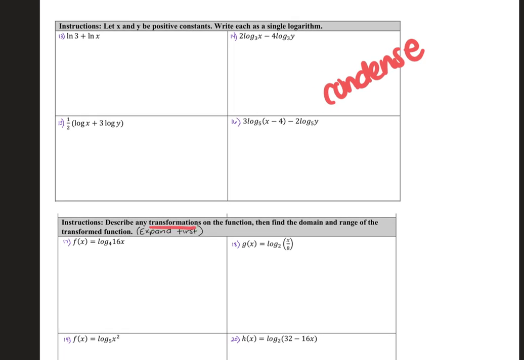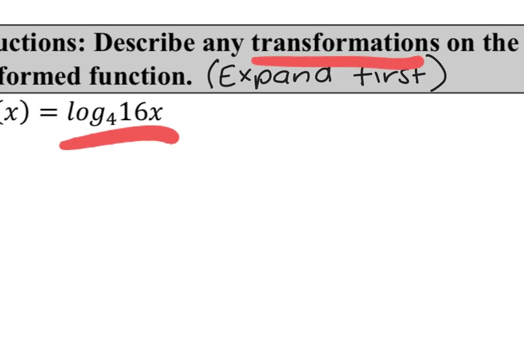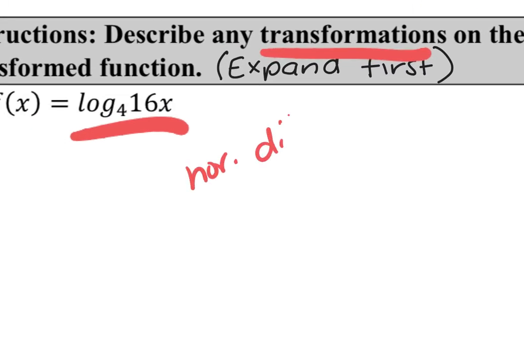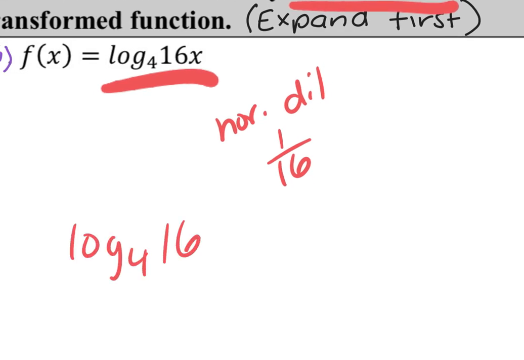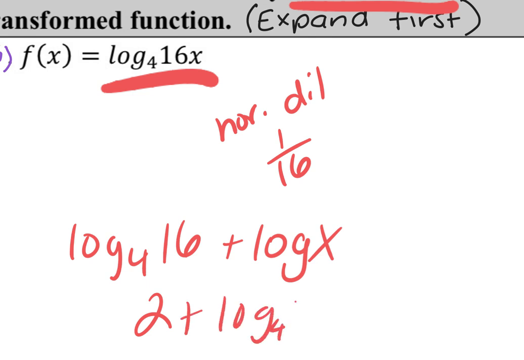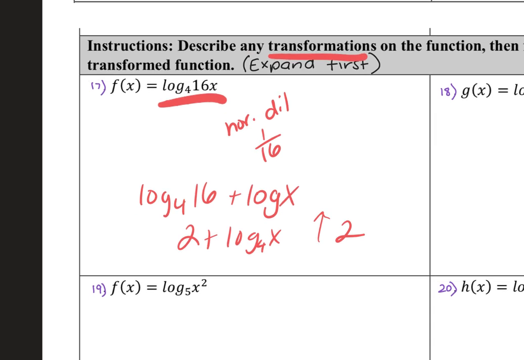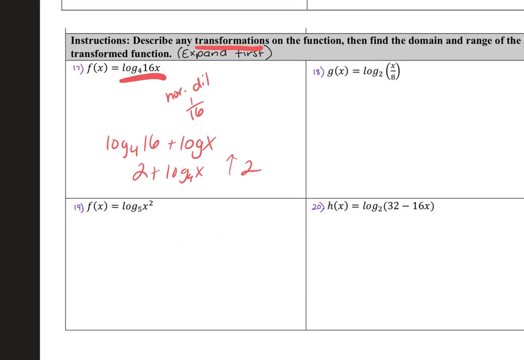And then here we're describing the transformations. It will be multiple choice. So like when we did these on the quiz, you could have had two answers, right? Specifically this one could have been a horizontal dilation by a factor of 1/16. Or when we split it up, it's a vertical shift up 2. On a multiple choice, you're only going to get the vertical shift one. So you will only get the one that has after it's expanded. So for these, make sure you expand and then look at the transformation.